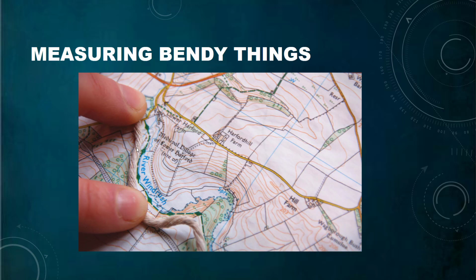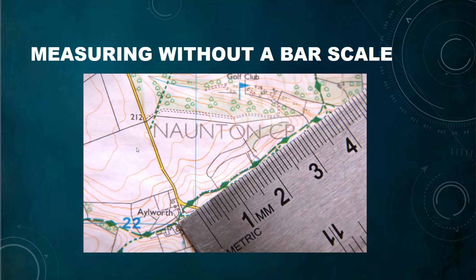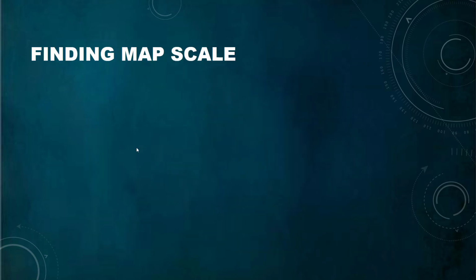It was great. But anyway, bendy things, you just need a piece of string that you can then mark on and then straighten it out against the scale bar, right? What if you don't have a scale bar? What if you have a representative fraction and that's all you got? Or a verbal scale and that's all you got? Well, then you whip out your trusty ruler and you measure between thing A and thing B on the ruler, and then you got to do a little math, right?